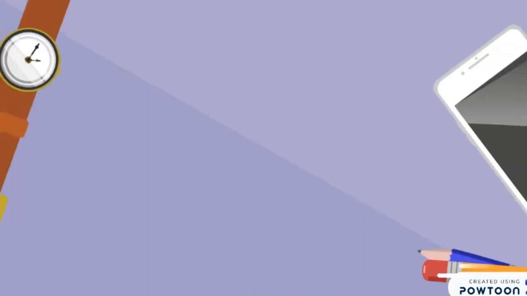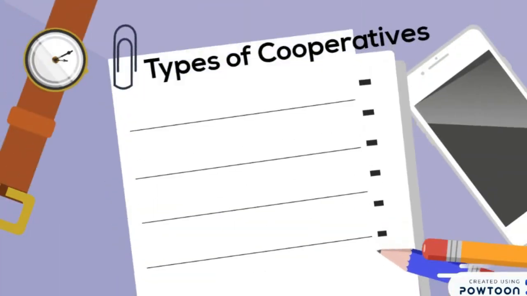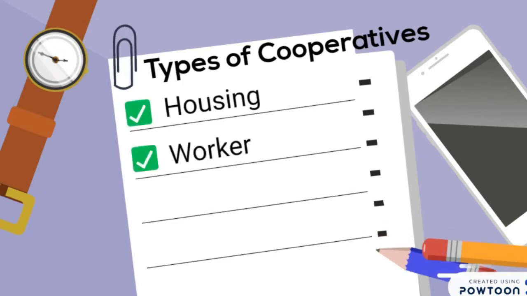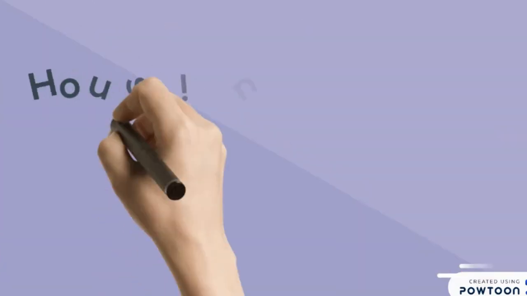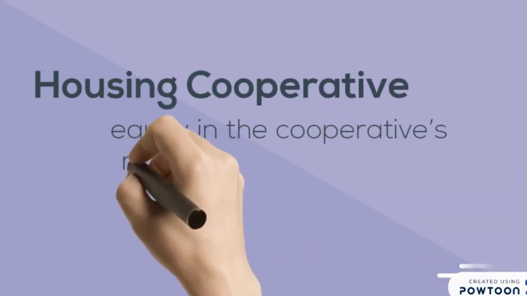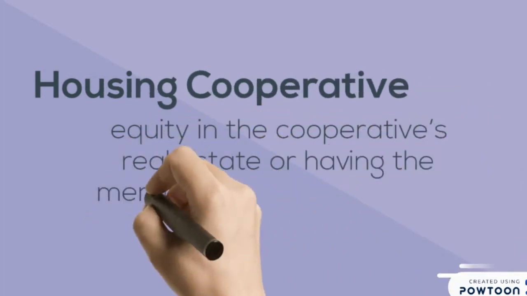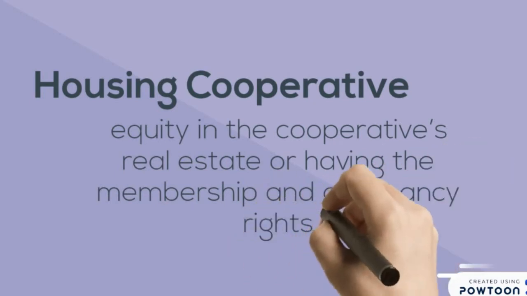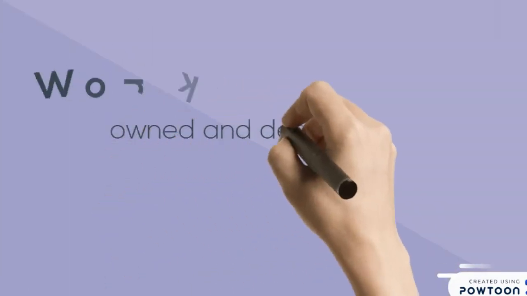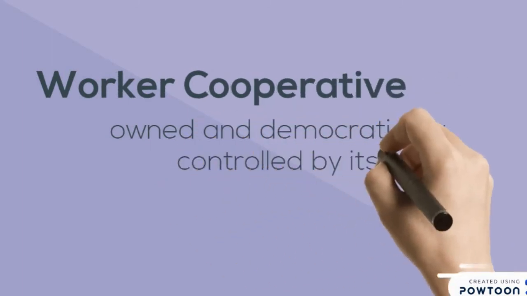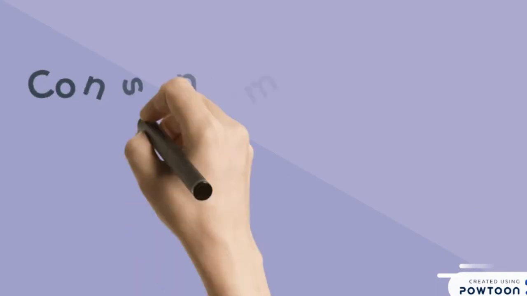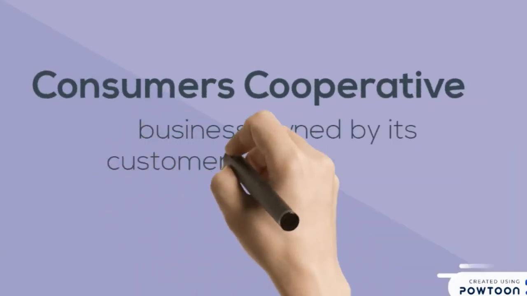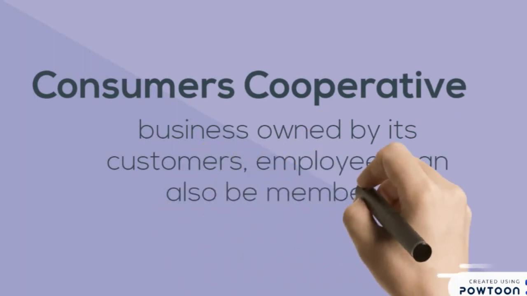There are four types of cooperatives, namely housing cooperative, worker cooperative, consumers cooperative, and lastly, agricultural cooperative. Housing cooperative, equity in the cooperative's real estate or having the membership and occupancy rights. Worker cooperative, owned and democratically controlled by its worker owners. Consumers cooperative, business owned by its customers. Employees can also be members.